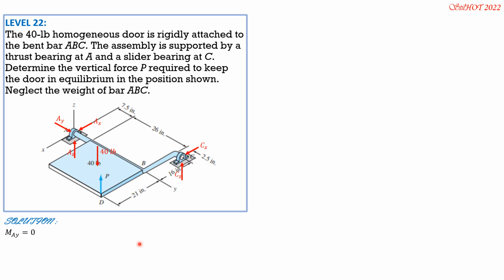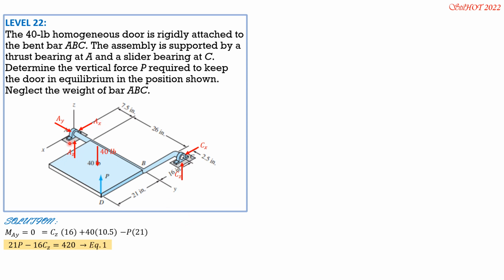So moment about AY equals 0, by right thumb rule. We have CZ times 16 plus 40 times half of 21, 10.5, and minus P times 21. So simplifying, 21P minus 16CZ equals 420. Call that equation 1.